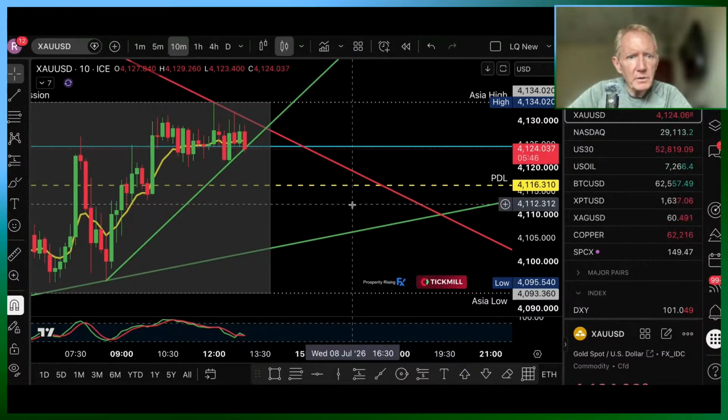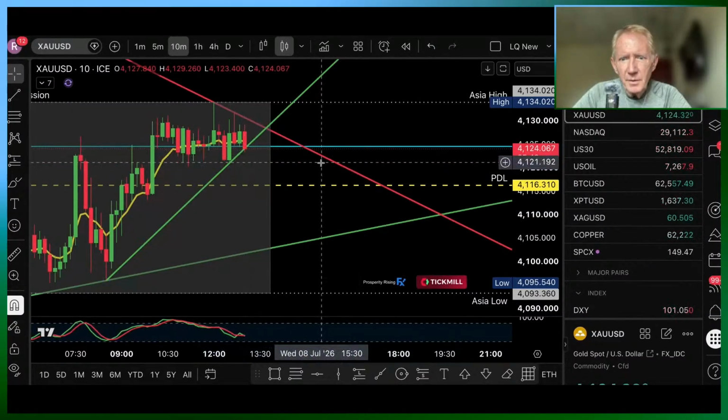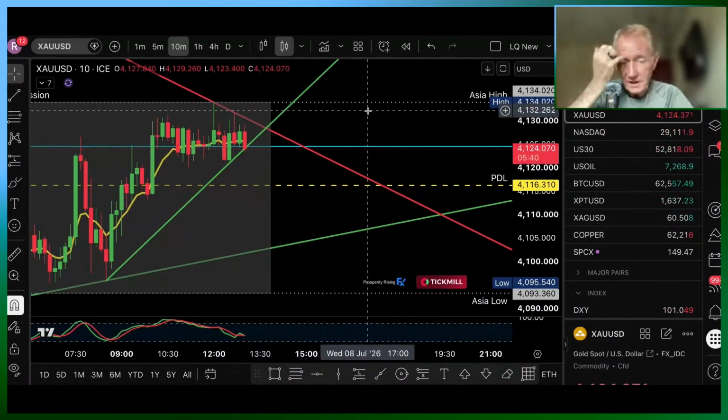Okay, now we're getting something going here. Coming down. We still got 5 minutes on that candle.